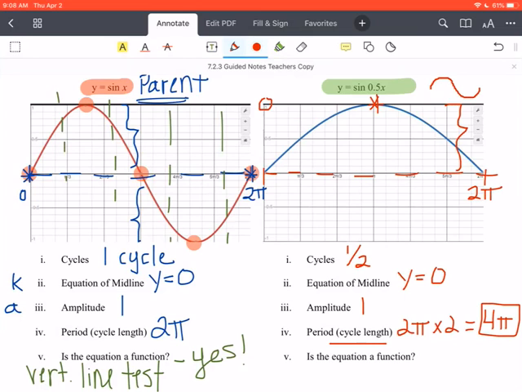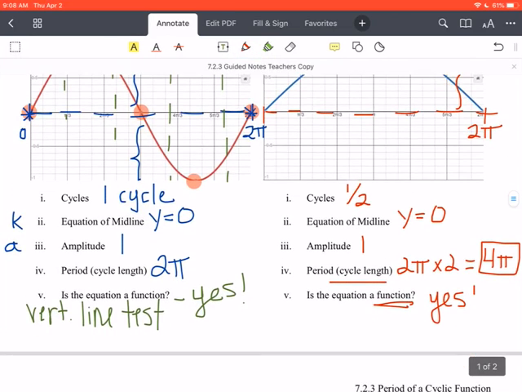Again, is this a function? Is there one output per input? If you were listening, you would say, I see that it is a transformation of sine. Miss Steffen said all sine waves are functions, so the answer here would be yes.